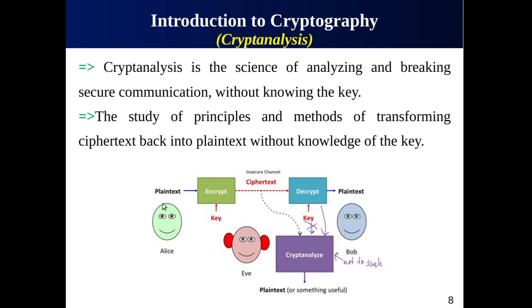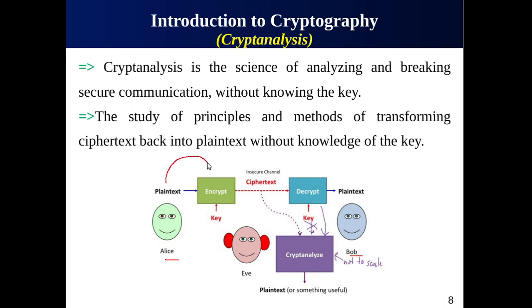Here what we see is an example of code breaking. We have Alice and Bob. They want to communicate and send a message to one another. Now they are aware of the dirty guys there, so they actually use cryptography to secure their communication.